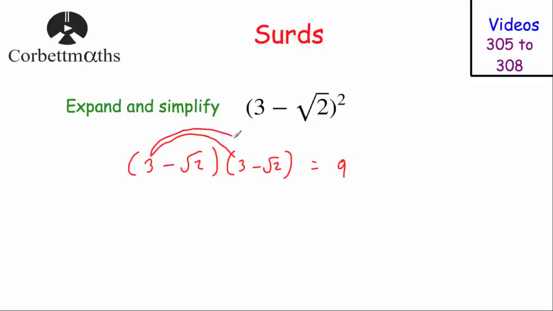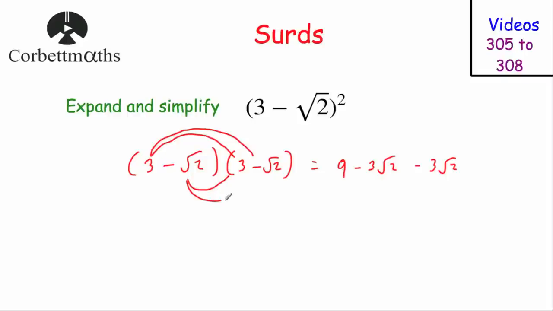Then we're going to do 3 times minus root 2. So it's going to be minus. And when we're multiplying a whole number by a surd, we can just put them together. So 3 times root 2 would be 3 root 2. Or in this case, it's going to be minus 3 root 2. Then we've got minus root 2 times 3. Again, putting them together would be minus 3 root 2.